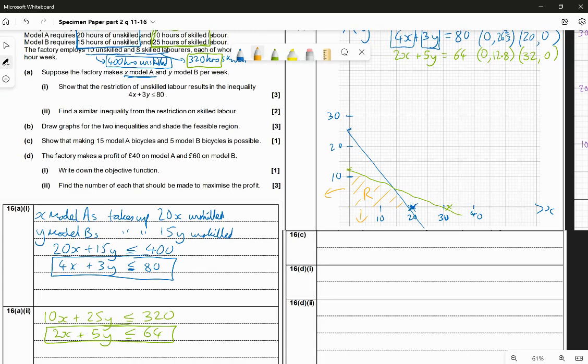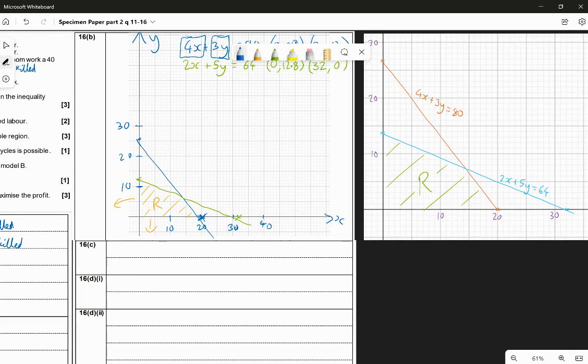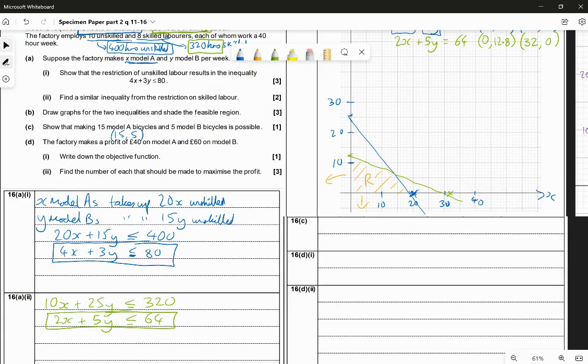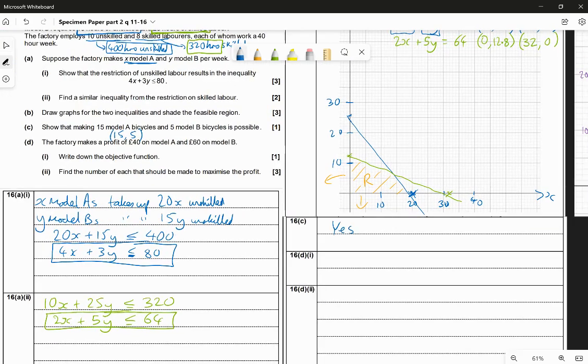Part C. Show that making 15 model A bicycles and 5 model B bicycles is possible. Well, A is defined by x because I make x model A's, and B is defined by y, so therefore this is really the coordinate 15, 5. Is 15, 5 in my feasible region? So let's look at the best graph I have. 15, 5 is there, and so just by showing it on the diagram, you say, yes, it is. Yes, in feasible region.